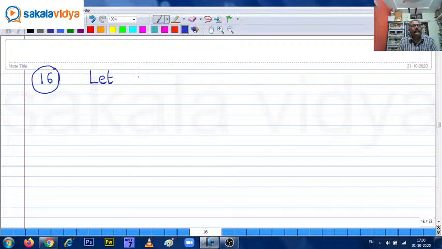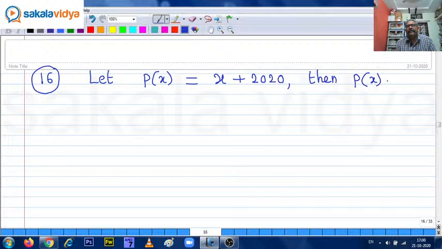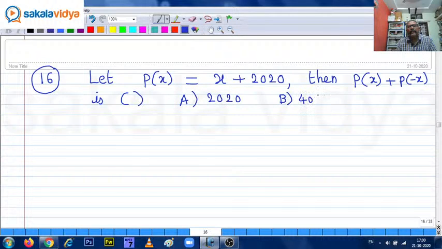Let P of x equals to x plus 20. Then P of x plus P of minus x is: first option 20, second option 40, C is 10, D 2019. Which is the right option? Anybody?